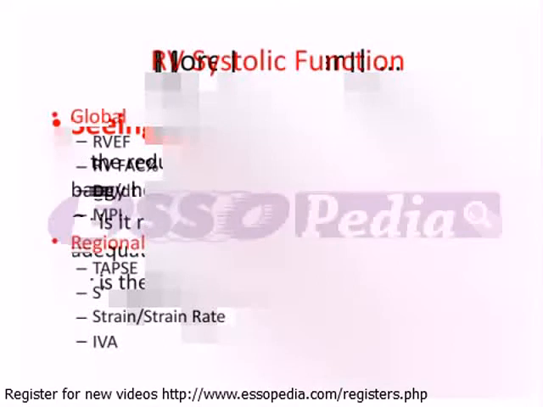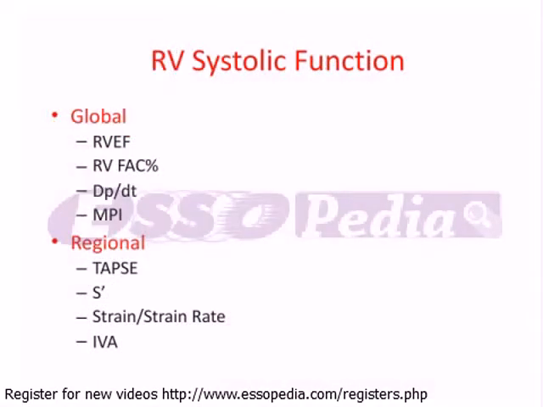Specific right-sided quantitative measures of cardiac function can be grossly divided into the two following categories, global or regional. Within the global, we have right ventricular ejection fraction, right ventricular fractional area change, dP/dt, or myocardial performance index. And the regional, we have TAPSE, or tricuspid annular plane systolic excursion, velocity of the annulus by tissue Doppler denoted as S prime, strain or strain rate, or isovelocity acceleration.